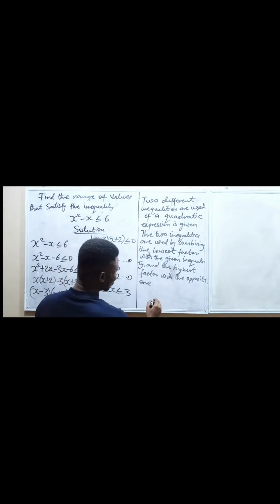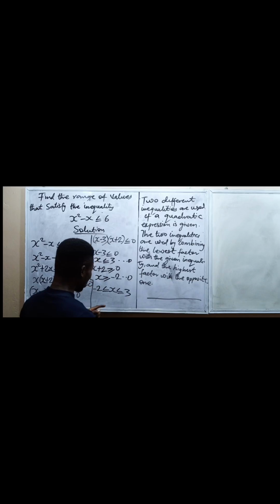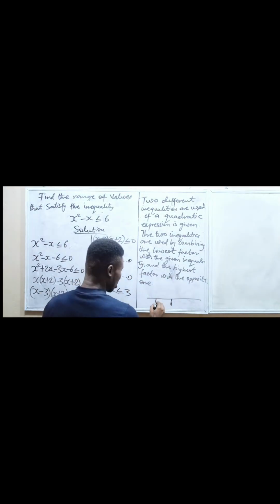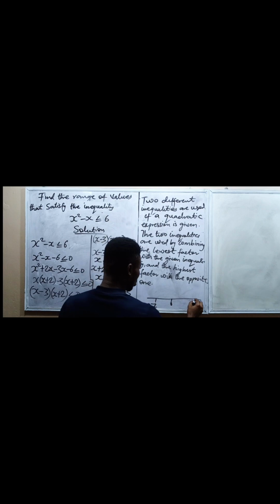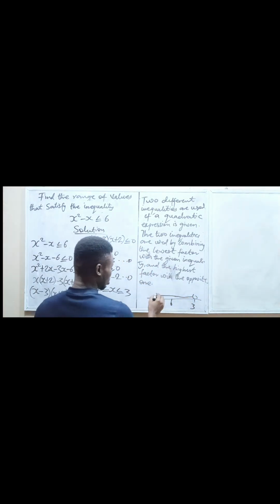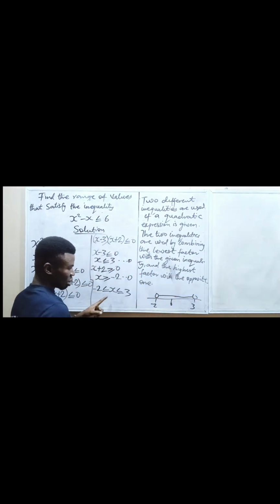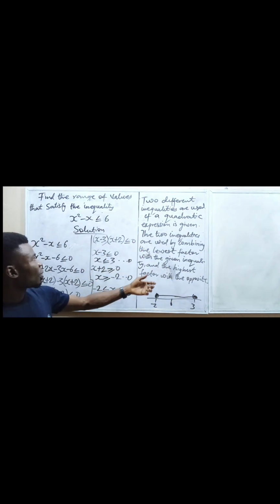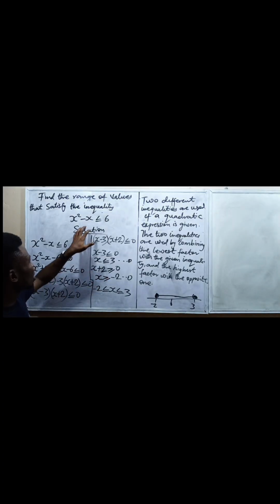If you want to represent it on a number line, let's just assume here is 0, somewhere here is minus 2, and somewhere here is 3. One will be moving this way, and the other will be coming this way, and they will join. It will be shaded because it is less than or equal to. So this is one of the properties that helps if we are dealing with any inequality that is in quadratic form.